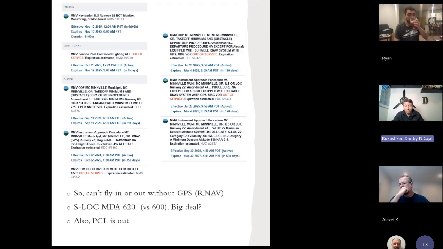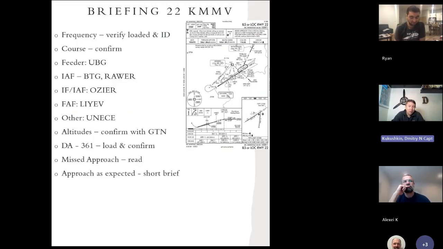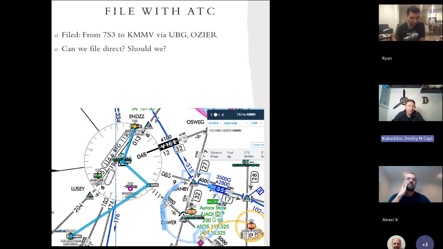If on a check ride you brief an approach and never check NOTAMs, that's more than likely a fail, or at the minimum, will not leave a good impression. So don't forget the NOTAMs. We went through the briefing, initial approach fixes, feeder, final approach fix, altitudes. So next, once we're ready to do all this, we file.